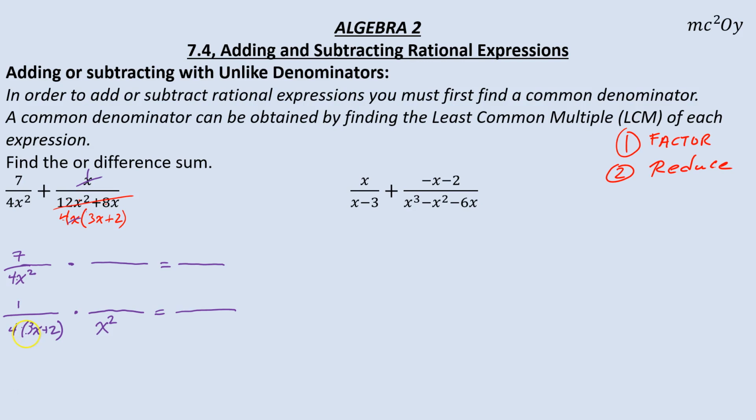And then you have to say, what factors do you have down here that you don't have up here? Well, I have a 4 up here that's down there, but I don't have this 3x plus 2, so I need this 3x plus 2. Okay? Well, you'll notice now when you multiply across in your denominator, 4x squared times 3x plus 2 is 4x squared, 3x plus 2. And 4 times x squared times 3x plus 2 is 4 times x squared times 3x plus 2. You now have a common denominator. Now there's other ways to find that common denominator, or least common multiple.